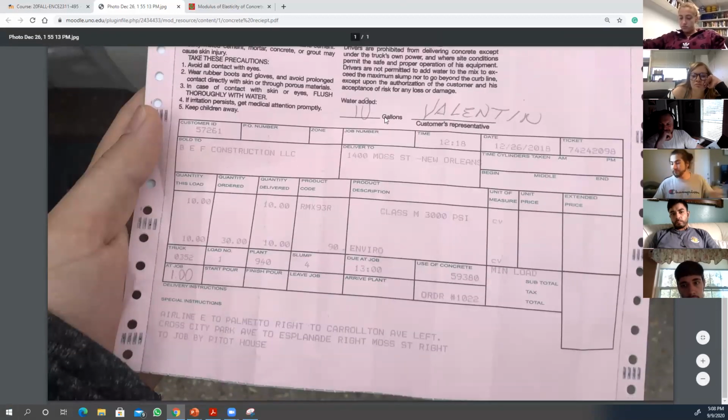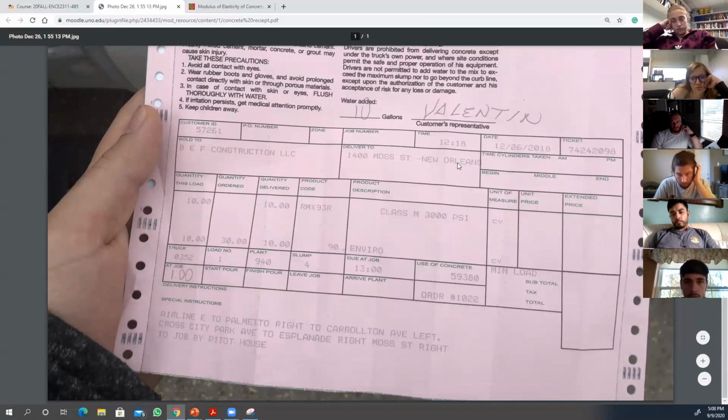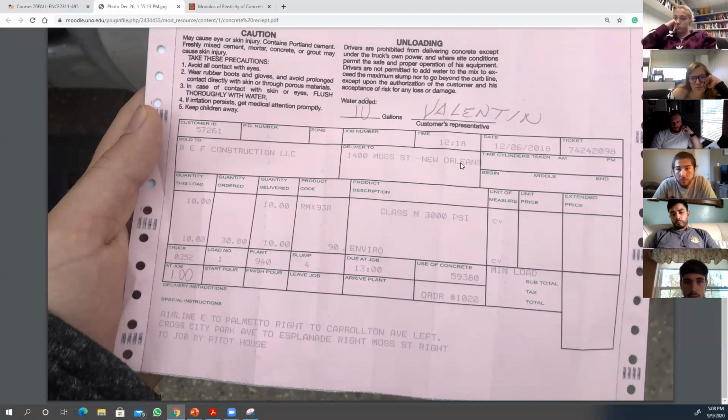So, one more thing is important: time. The time is 12:18, and there should be a time due at the job, 1 p.m. If it is more than 90 minutes, 1 hour and 30 minutes, don't accept it.